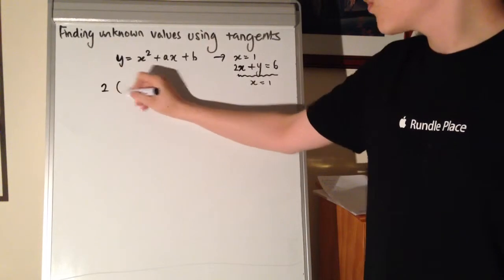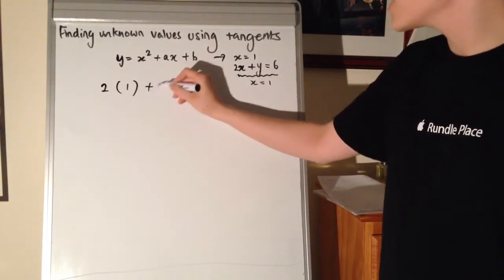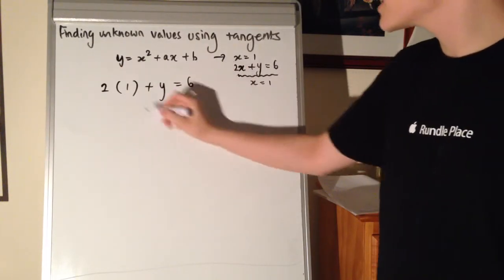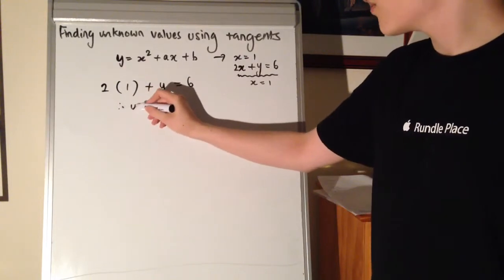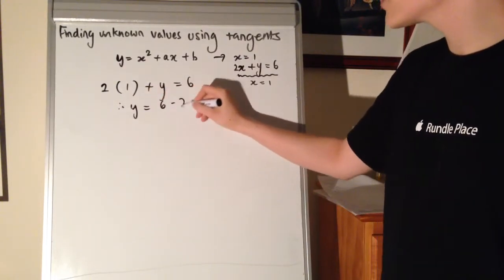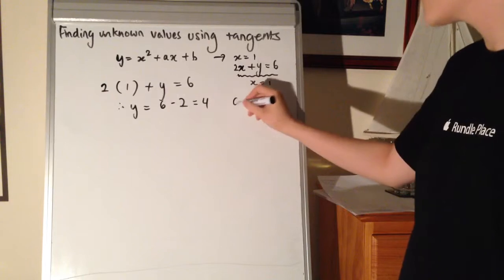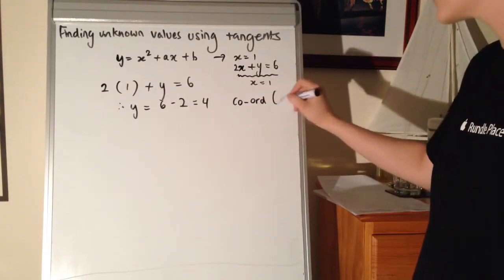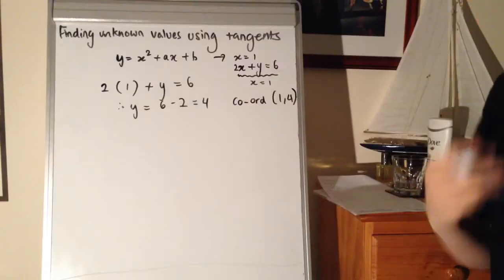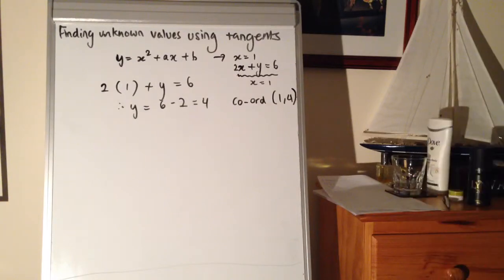So, if we substitute 1 into our tangent function, we get 2 plus y equals 6. Therefore, y equals 6 take 2, which equals 4. And we have that shared coordinate point, (1, 4). So x equals 1, y equals 4. We've already made progress towards finding the values of a and b. That's an important piece of information we need to keep in mind.